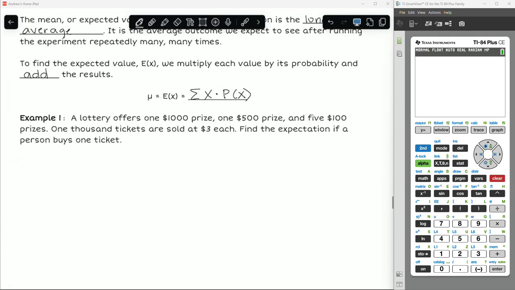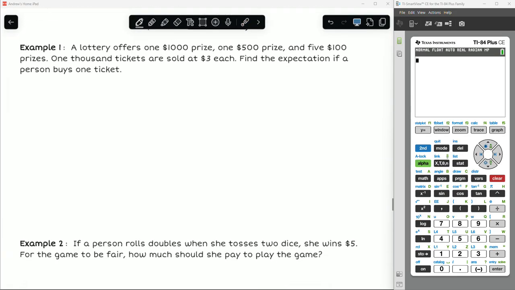So let's go ahead and do an example. This one says a lottery offers one $1,000 prize, one $500 prize, and 5 $100 prizes. 1,000 tickets are sold at $3 each. Find the expectation if a person buys one ticket. So the directions say find the expectation. That's another way of asking for the expected value or the mean.